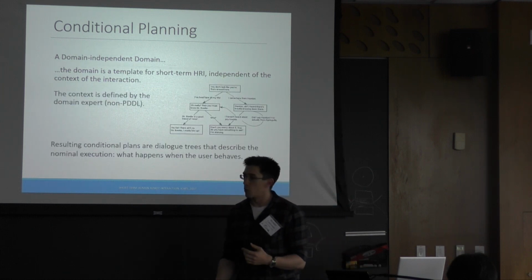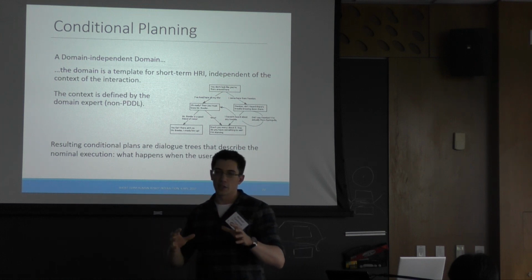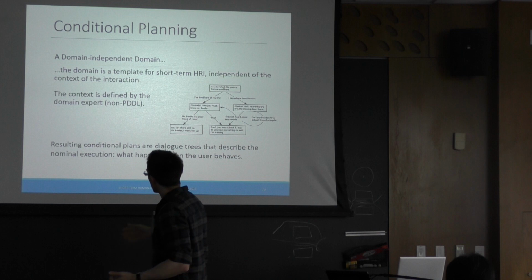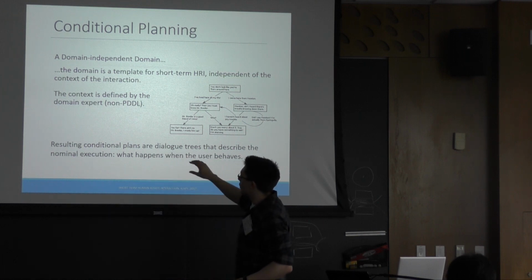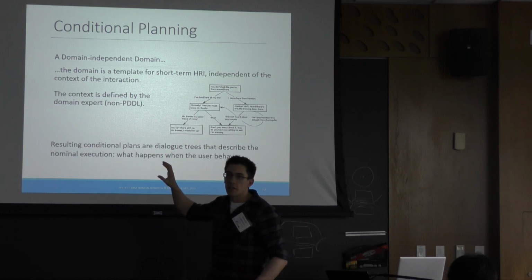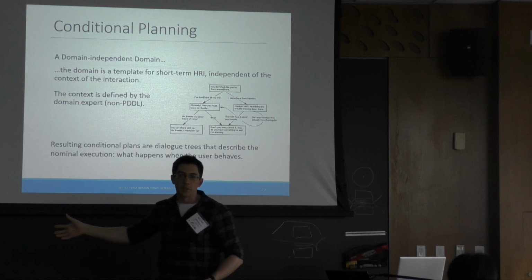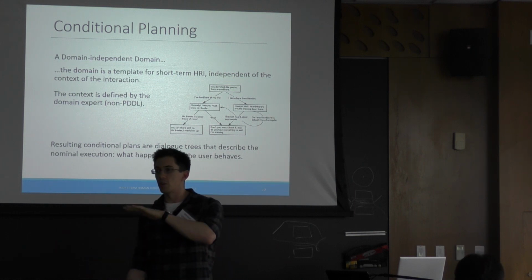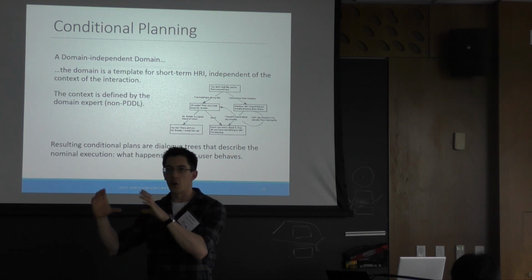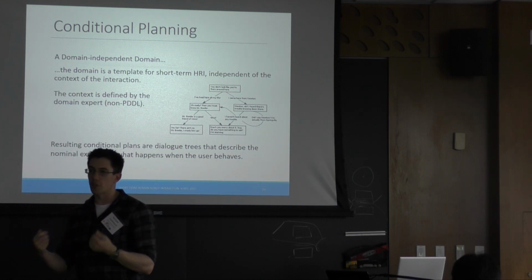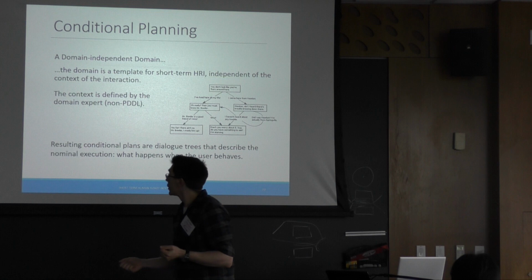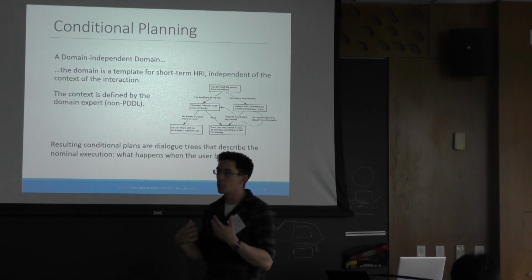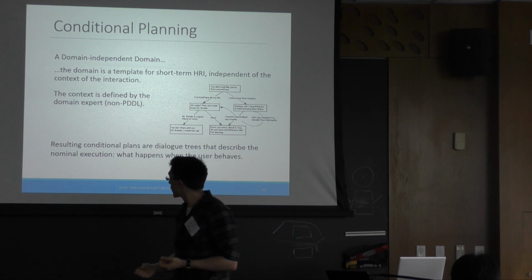So when you combine this context of the interaction with the domain-independent domain, then you can generate this kind of dialogue tree. But the context can be defined by a non-PDDL person. All you need is a tool to be able to pre-write all of those interaction content and questions that I described earlier, and in some way phrase how they can be linked. And then the problem instance can be generated automatically.